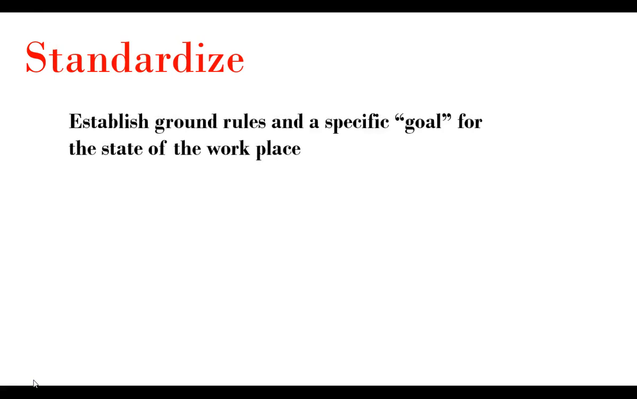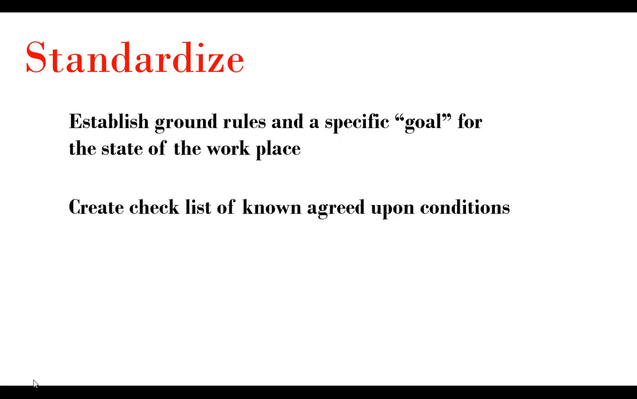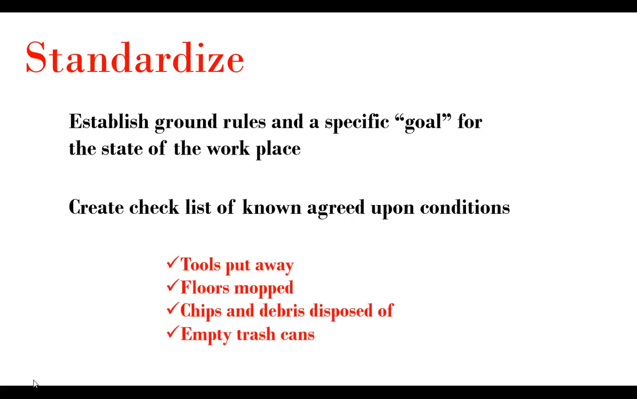And then standardize. Now this one is one of the trickier words because it sounds kind of odd when you start thinking about it. But what you're really doing when you're standardizing is establishing ground rules or a specific goal for what that workplace is supposed to look like. One way is to create a checklist or signage that talks about agreed upon conditions. How do we want our workplace to look? And everyone has to honor that.